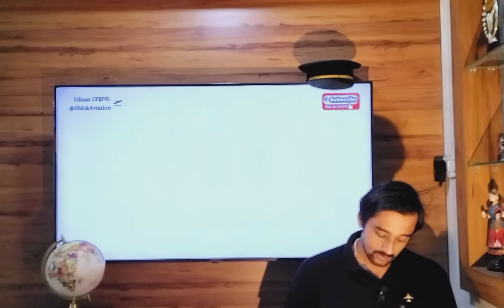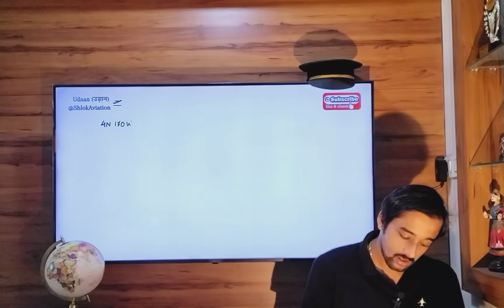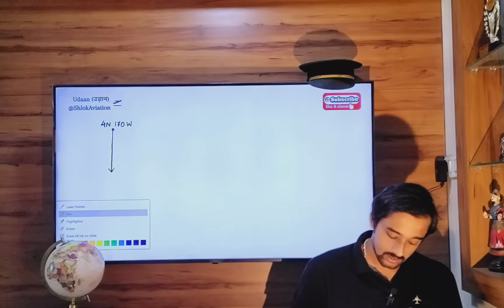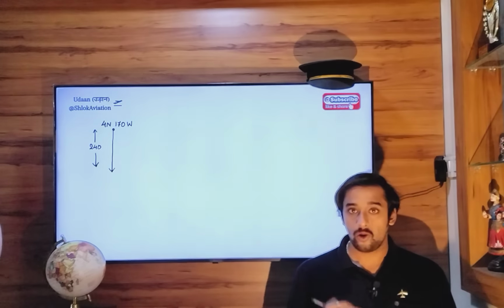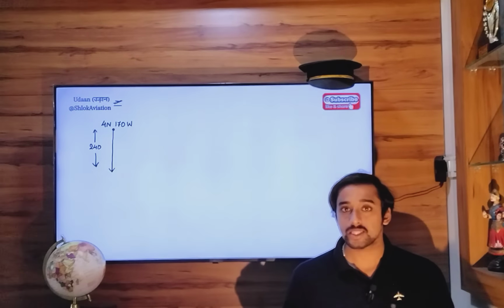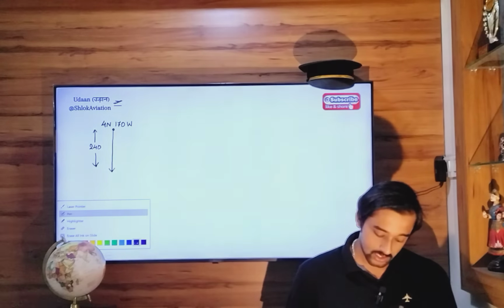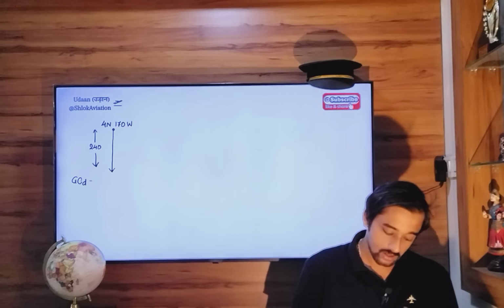Now, 4 north, 170 west is your initial location. You travel south 240 miles. Okay, now when you fly along a fixed meridian, north or south, you are actually flying a great circle track. So this translates into great circle distance.